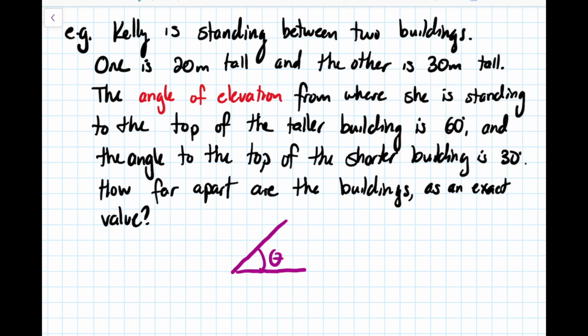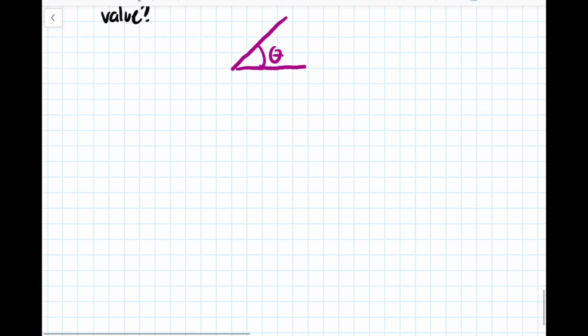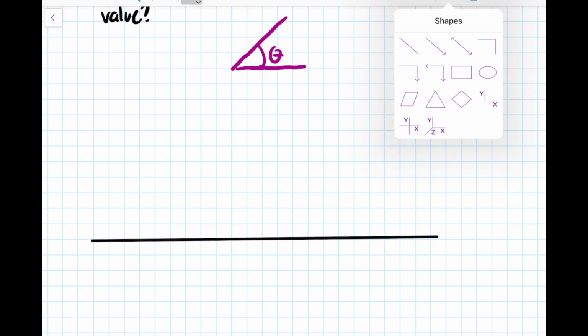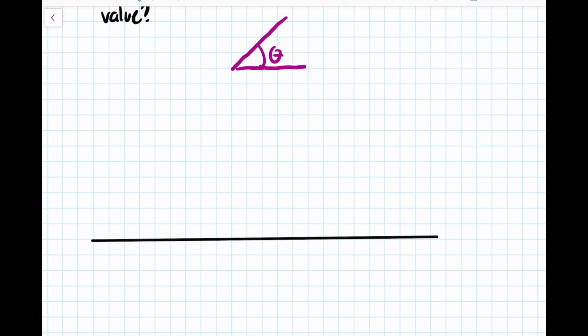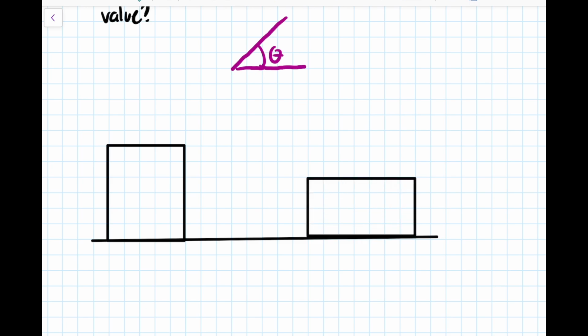So let's start by visualizing. We've got the ground. It's a good place to start. We've got two buildings on the ground. So one building is taller and one building is shorter. So maybe something like this. Not too focused on specifics.